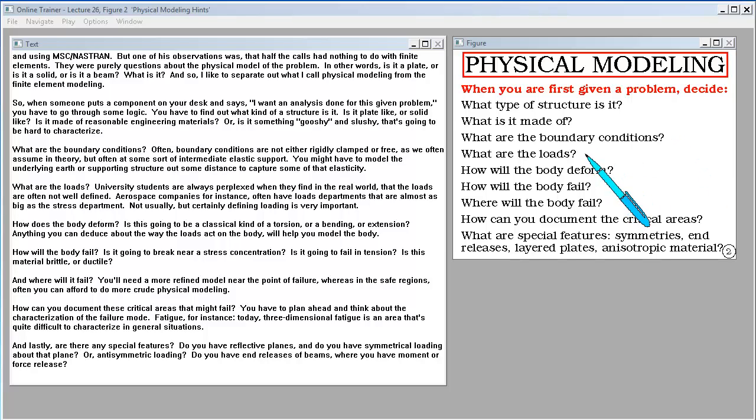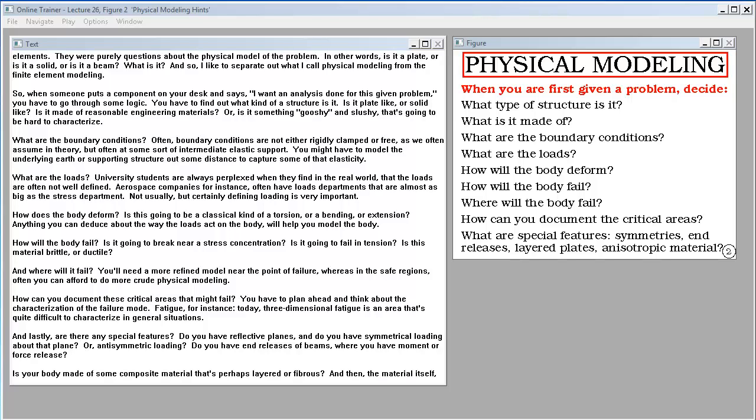What are the loads? University students are always perplexed when they find in the real world that the loads are often not well defined. Aerospace companies, for instance, often have loads departments that are almost as big as the stress department. Not usually, but certainly defining loading is very important. How does the body deform? Is this going to be a classical kind of a torsion or a bending or extension? Anything you can deduce about the way the loads act on the body will help you model the body.